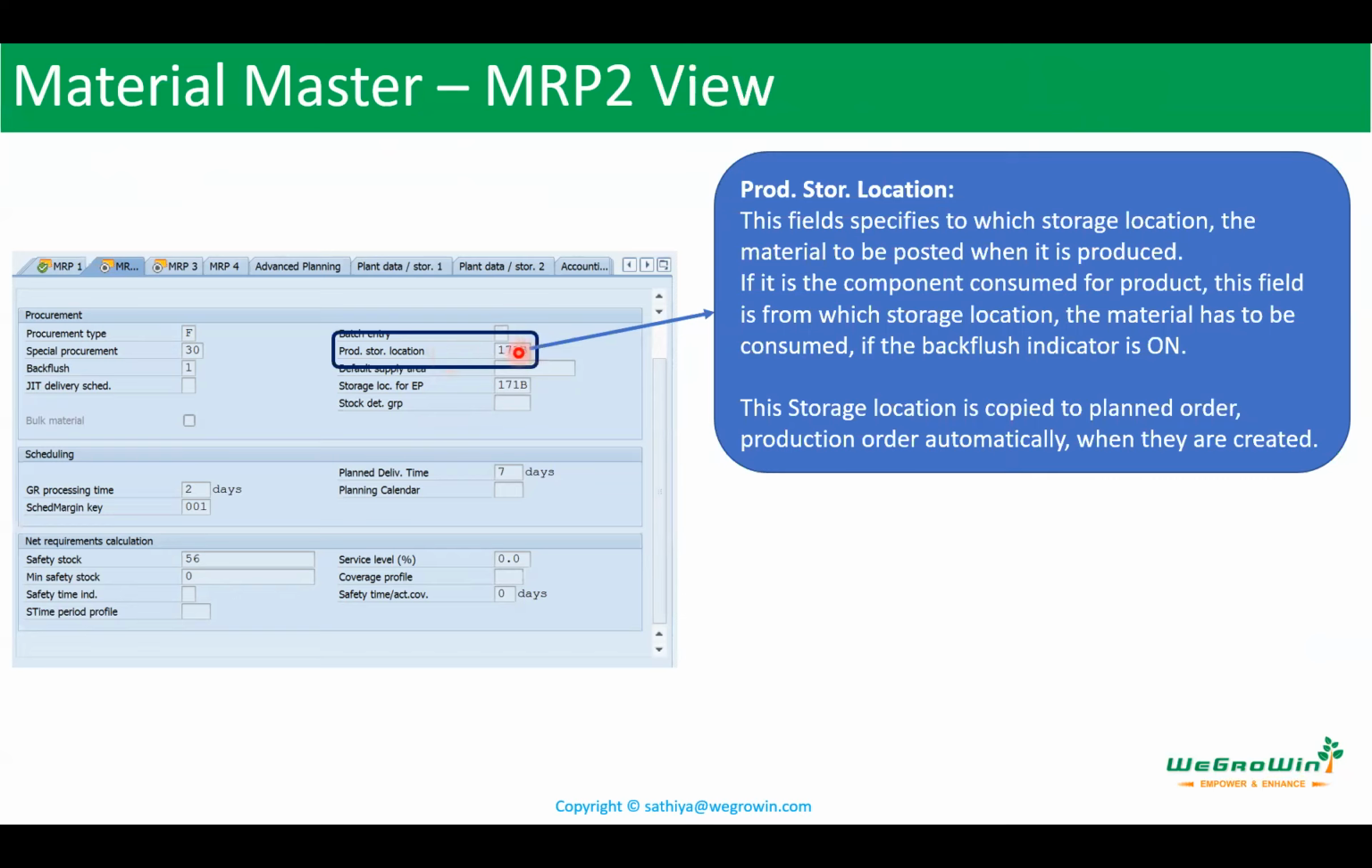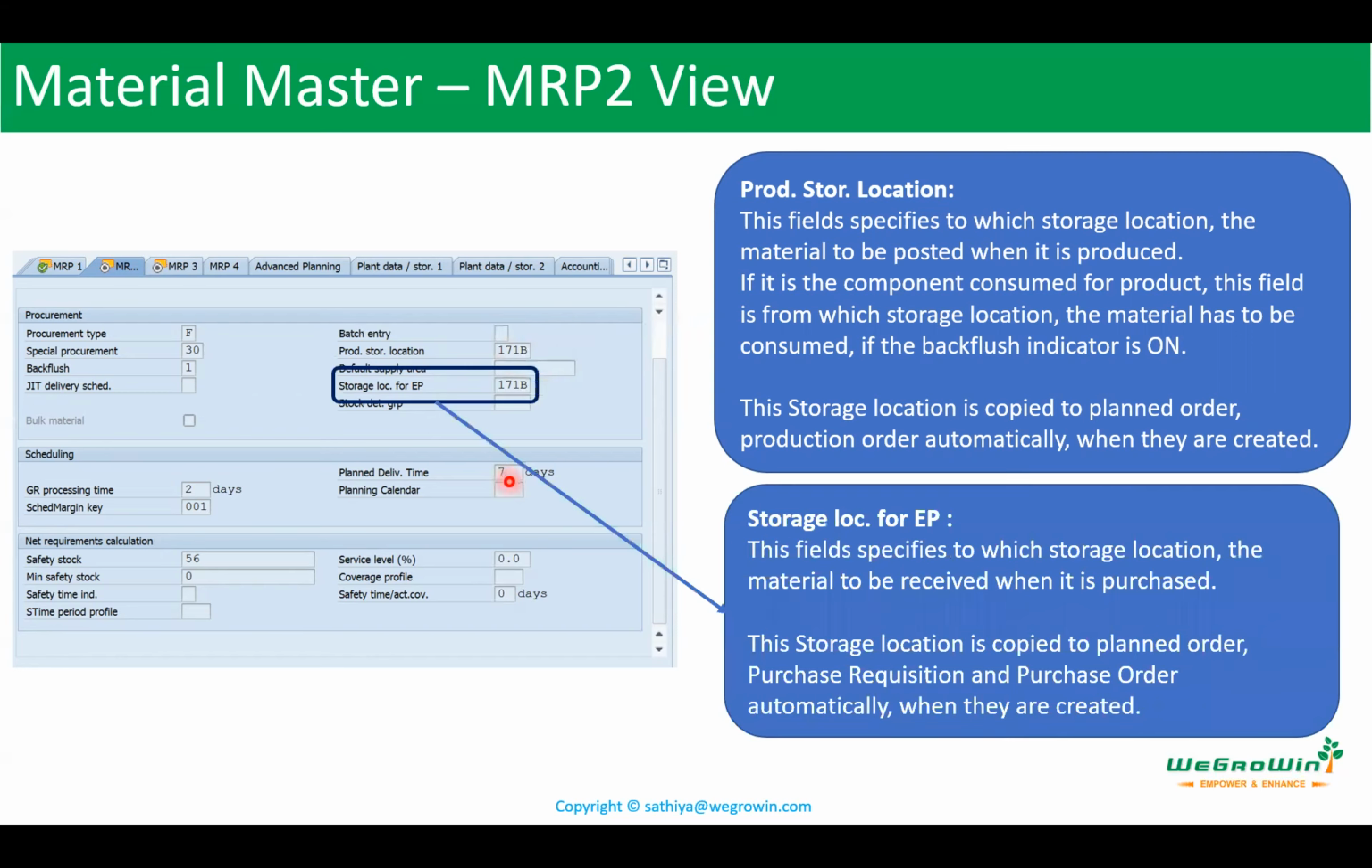Another thing is, if it is a component to be consumed in a production order through backflush, which means automatic consumption, from where it has to be consumed is also defined here. For backflush it is the same location. So if you define this location, the system will bring the material into stock if it is a produced item, and it will also consume from the store location if we selected backflush. Backflush means automatic consumption during production.